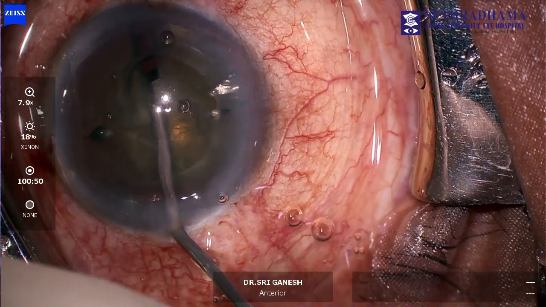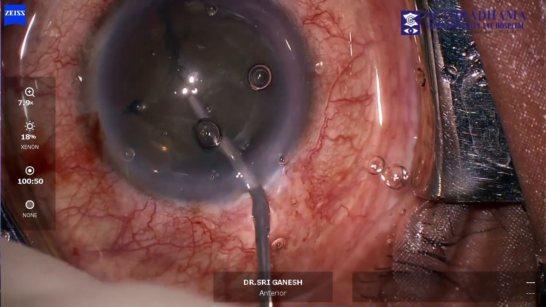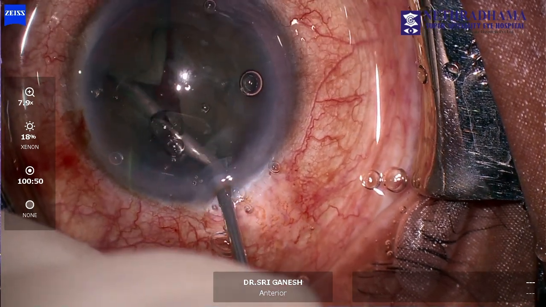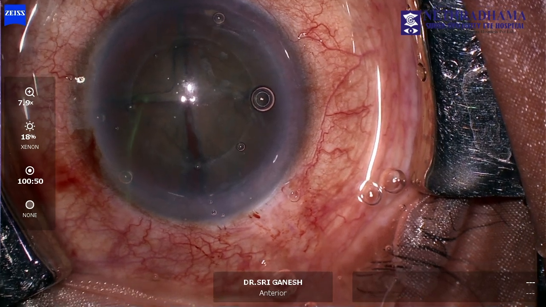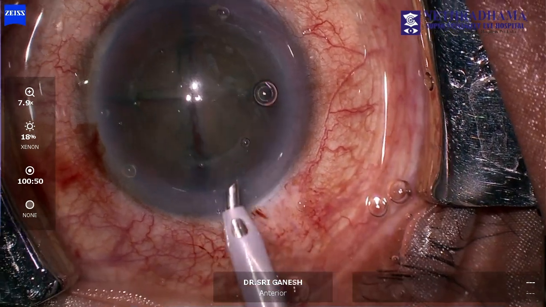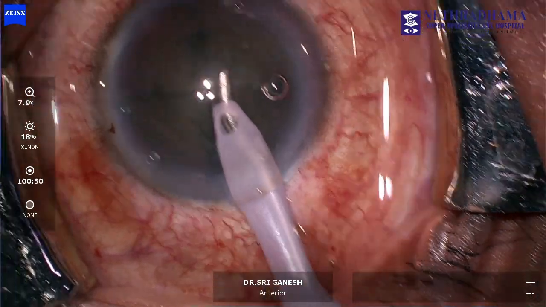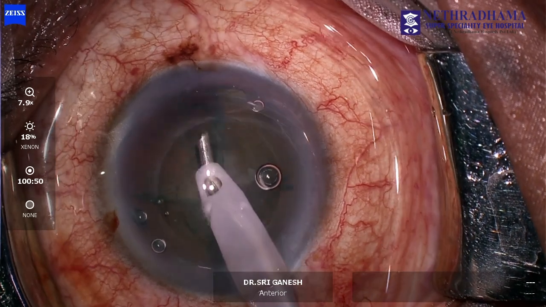This is a technique known as visco chop, which was described by me. And you can see that the nucleus has split into quadrants. We use the Centurion phaco machine, and the phaco probe is introduced into the anterior chamber. I use a flow rate of 60 and a vacuum of 700.